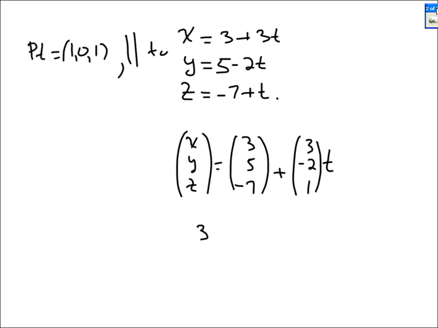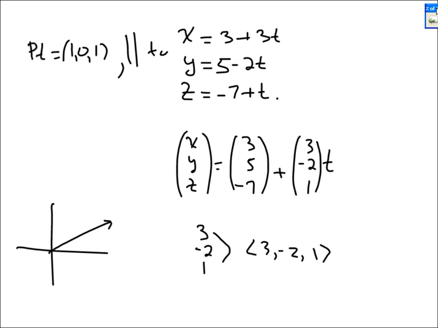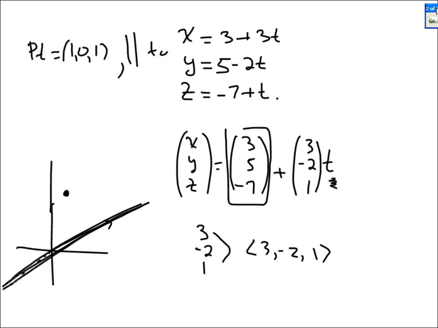If we just talk about (3, negative 2, 1), maybe that goes like that. Again, it might go in the negative direction. Let's just say it goes like that. Well, if I multiply it by t, where t can be anything, I actually get this whole line. Now (3, 5, negative 7), for argument's sake, let's say it's there. Since I'm adding them, the origin gets displaced in that direction and by that amount. Then all the points get displaced in that direction by that amount. And what you now get is this.